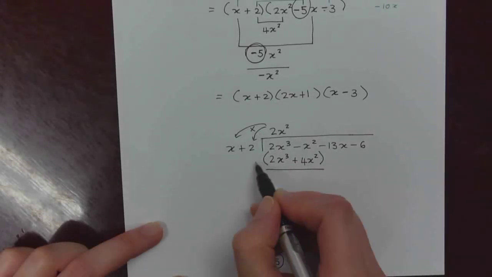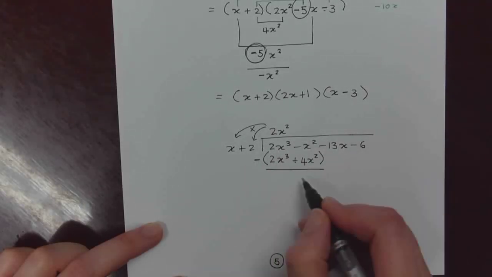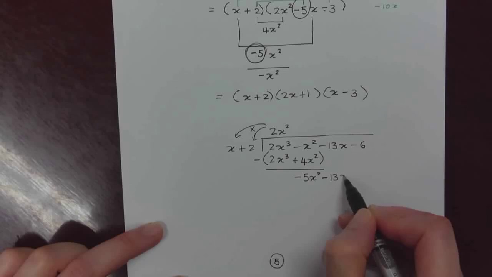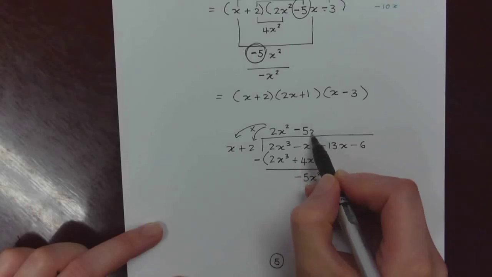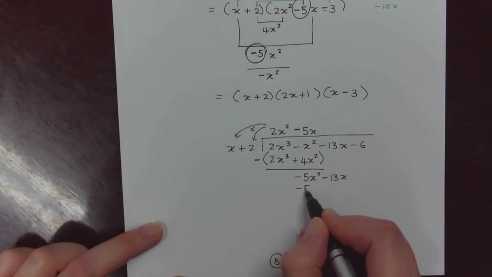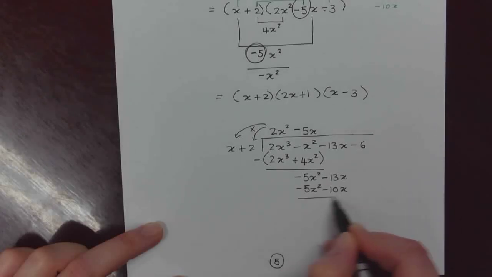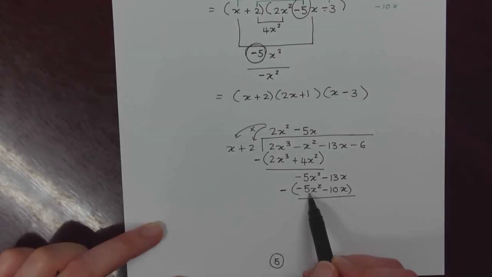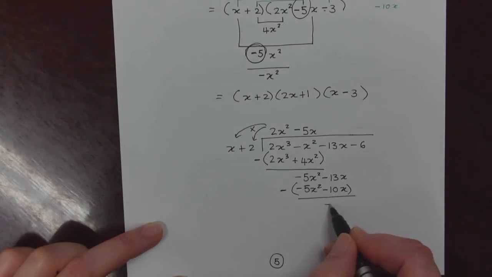I subtract, saying 2x cubed minus 2x cubed is 0, minus x squared minus 4x squared is minus 5x squared, and then I bring this value down, the minus 13x, and then I go again. x goes into minus 5x squared minus 5x times. And then I multiply down again, and I say minus 5x times x is minus 5x squared. And then minus 5x times 2 is minus 10x. So, subtract again, and then we go minus 5x squared minus 5x squared is 0. Minus 13x minus 10x, which is then plus 10x, is going to be minus 3x.